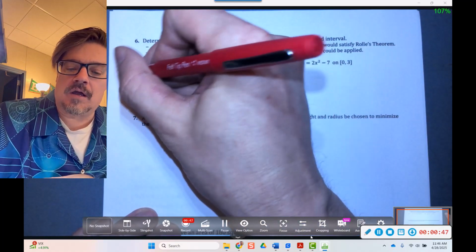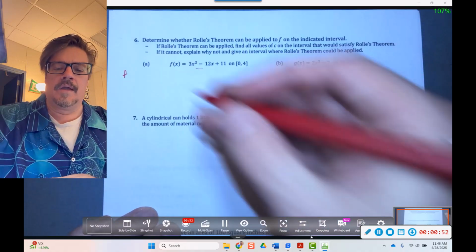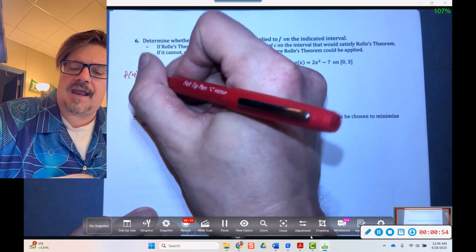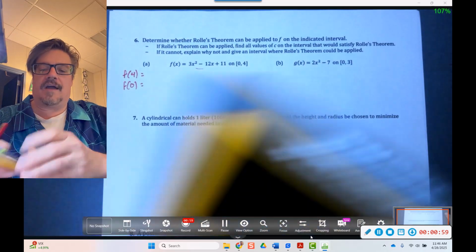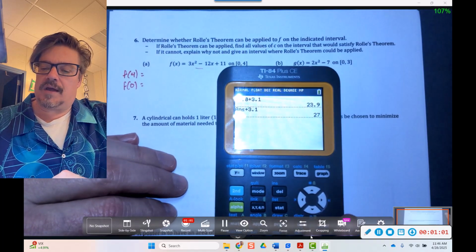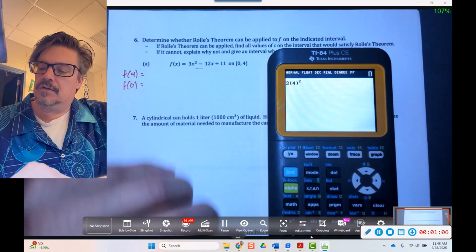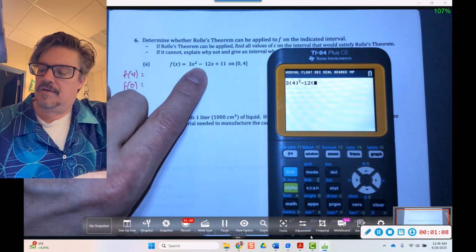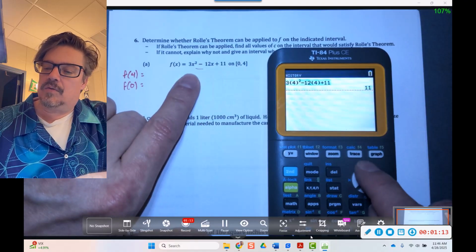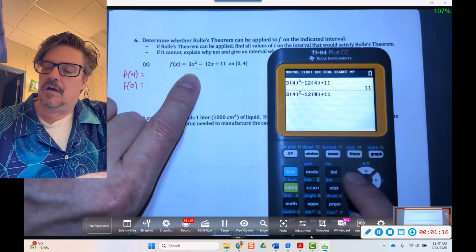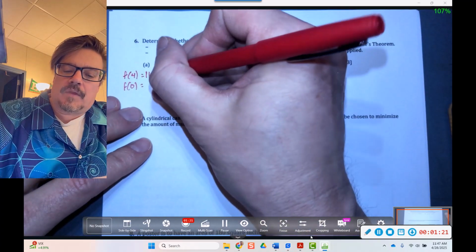Let's make sure. First of all, this is a polynomial, so it's continuous and differentiable everywhere. So we're going to plug in f of 4 and f of 0. f of 4 is 3 times 4 squared minus 12 times 4 plus 11, which equals 11. And we're just going to copy this and put in a 0: 0 times 0, minus 0, plus 11. So they both equal 11.